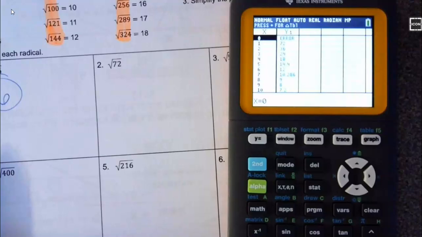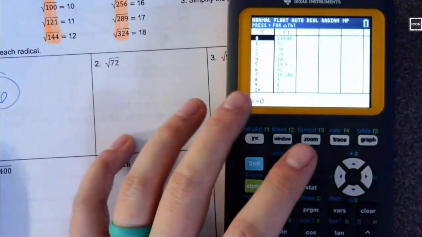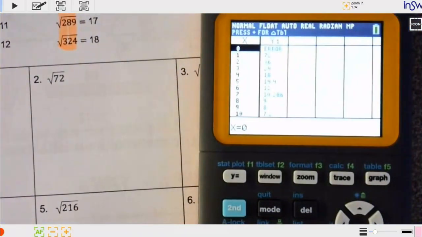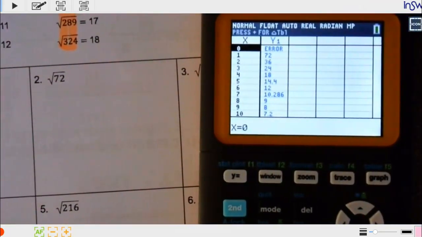All right, so here is this table. I feel like it should be showing up better. Maybe if I do this, it'll show up a little better. Oh, that's better.